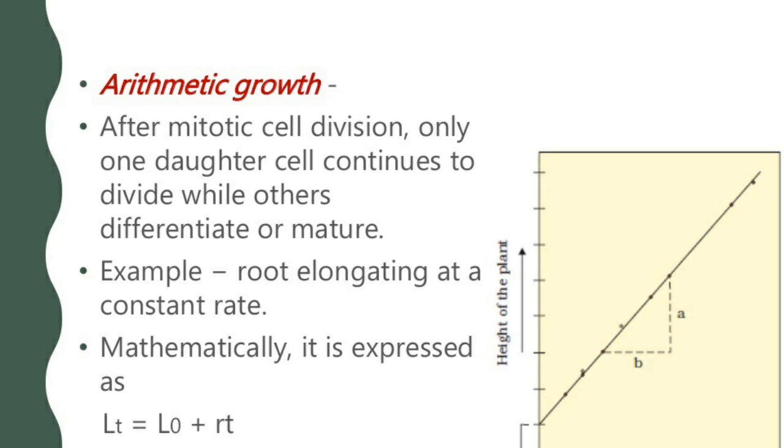Arithmetic growth. After mitotic cell division, only one daughter cell continues to divide while others differentiate or mature. Example, root elongation at a constant rate. Mathematically, it is expressed as Lt = L0 + rt.